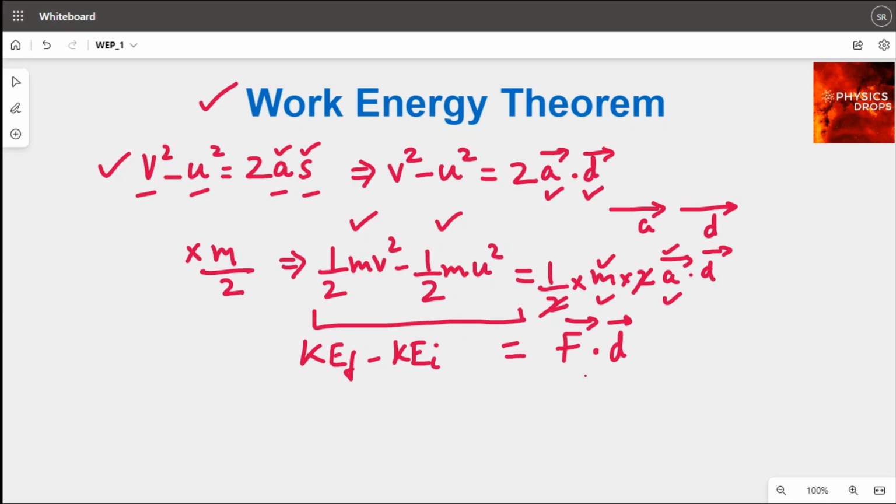So we know F dot D: when you apply a net force to an object and it gets displaced by a distance, this is nothing but work. We represent it by W here. So work equals the change in kinetic energy. The change in kinetic energy here is equal to the work done. This gives a relationship between kinetic energies, or energies, and work. And this is the motivation for the work energy theorem.